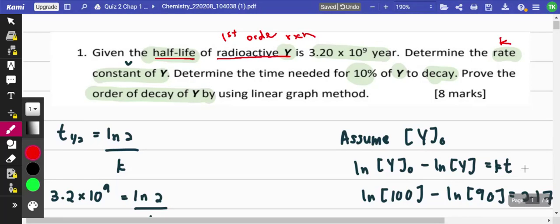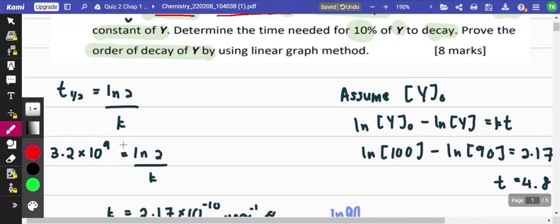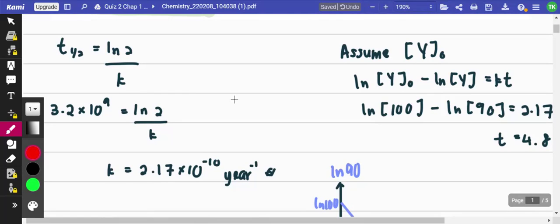Now let's solve one by one. If half-life for first order, the formula is ln 2 over K. Remember half-life, so you have to write T half. Substitution 1 mark, and then finally, final answer. Many students didn't get any mark because you didn't label the unit. Also remember, because this is first order reaction, the unit for first order reaction is per time.